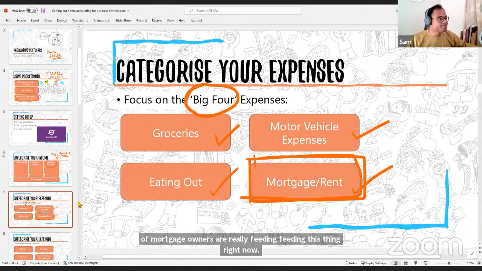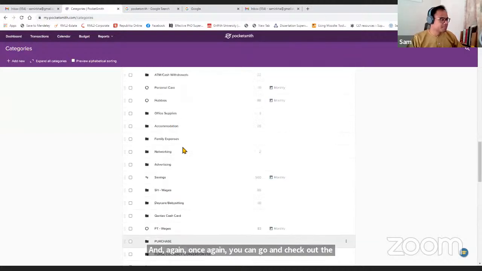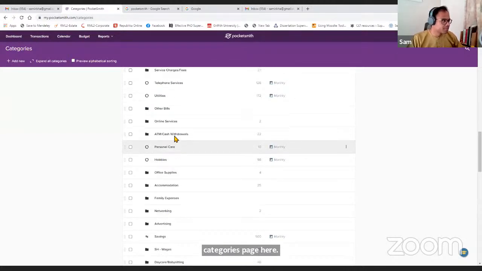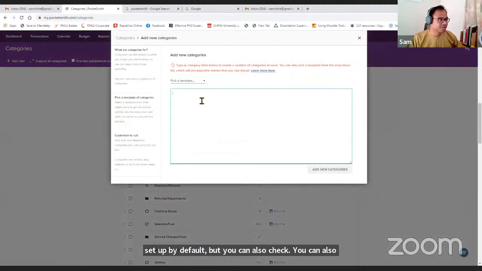So you definitely want to have these expense categories set up first. And once again, you can go and check out the categories page here, and you can see if they have been set up. They're usually set up by default, but you can also check. You can also, again, add in those new categories if you can't be bothered checking the categories that are already set up by default, okay?